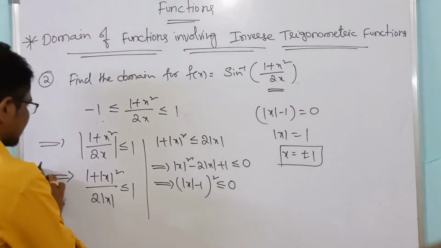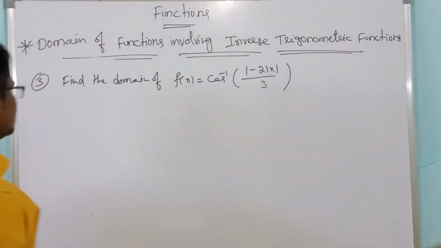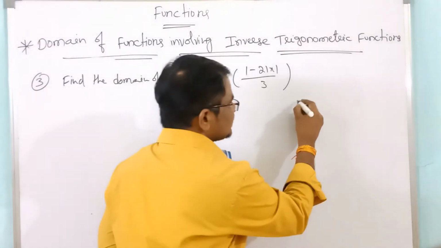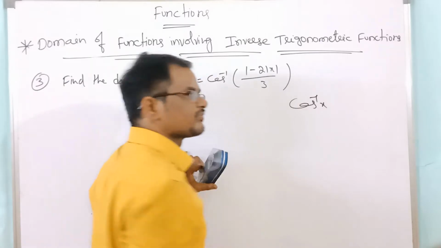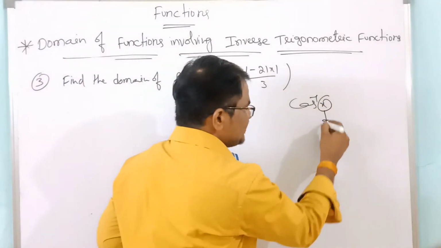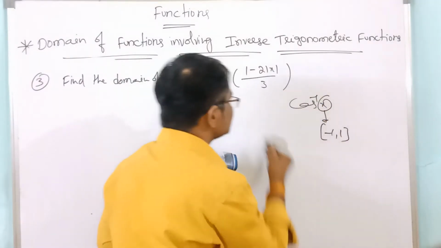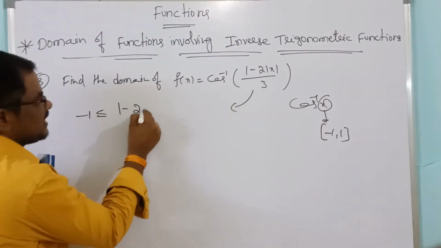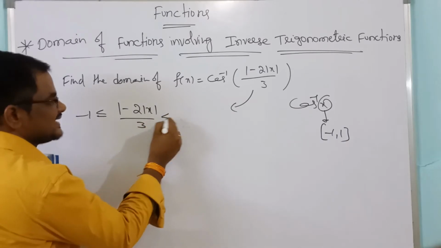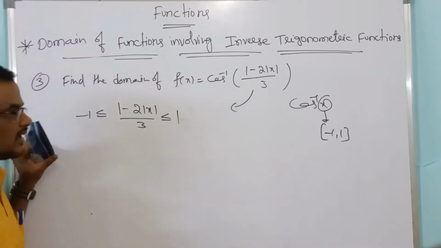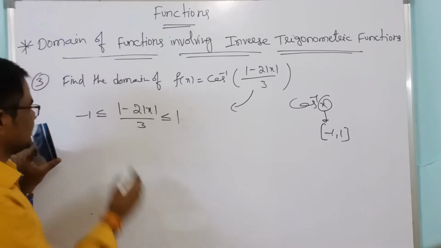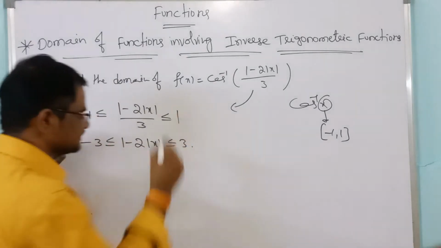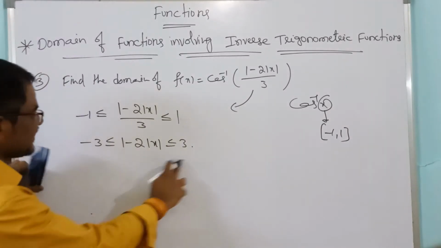So this is about the second problem. Next, see the third problem. So here also the function is what? Cos inverse x. So here x should belong to minus 1 to 1. Therefore minus 1 less than or equal to 1 minus 2 mod x by 3 less than or equal to 1. Multiply with 3, minus 3 less than or equal to 1 minus 2 mod x less than or equal to 3. Right? Now simplify.